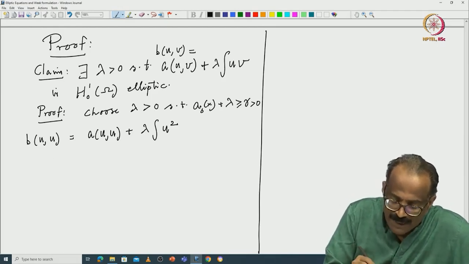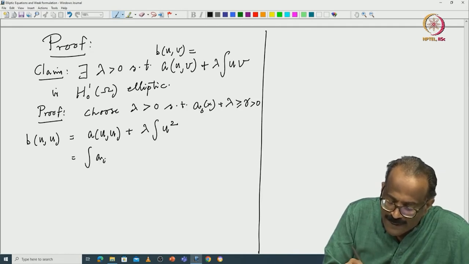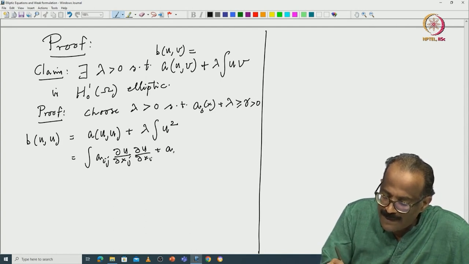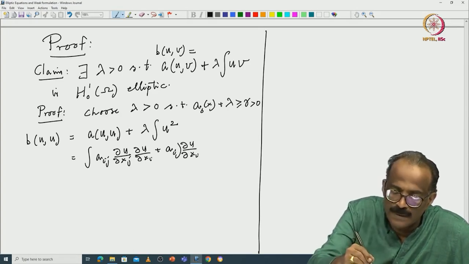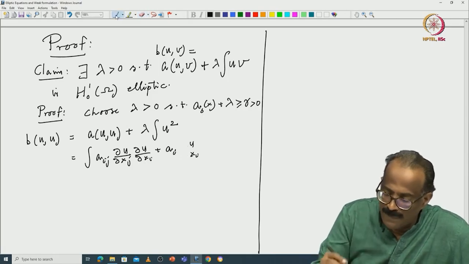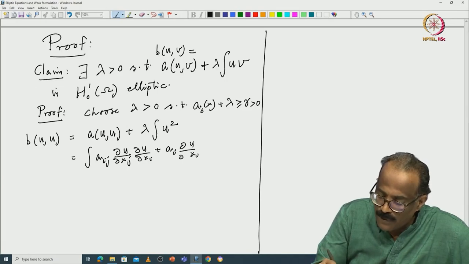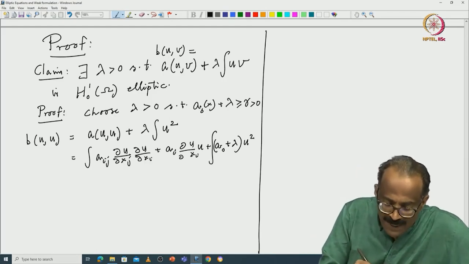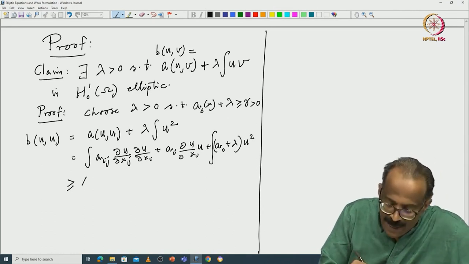You recall these estimates. What is this a(u, u)? Integral of a_ij du by dx_j du by dx_i, plus a_i du by dx_i u, plus a naught plus lambda, I put it together, integral of u square. See, by ellipticity, this you can write as alpha into norm of grad u square.